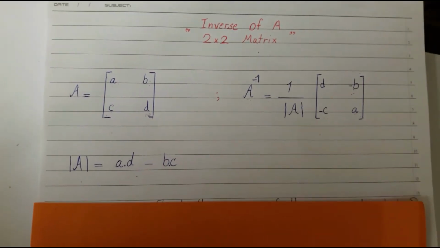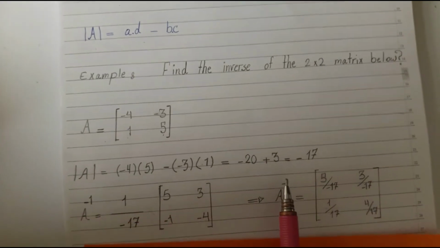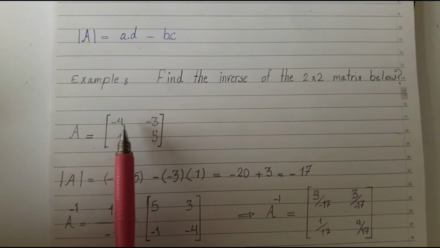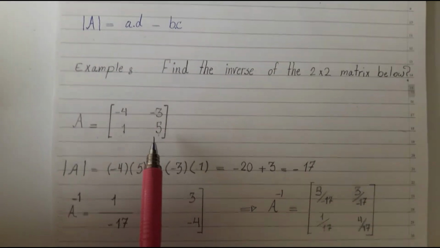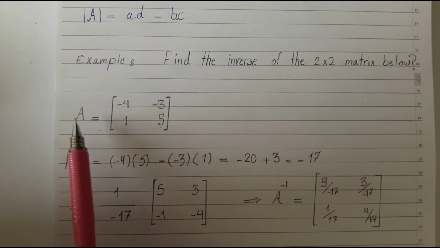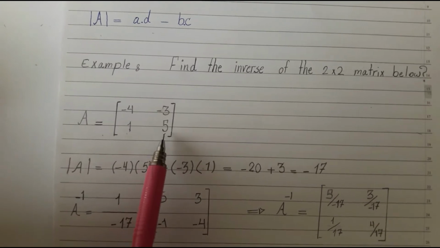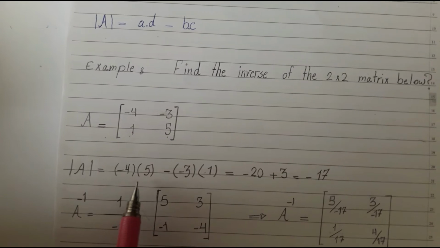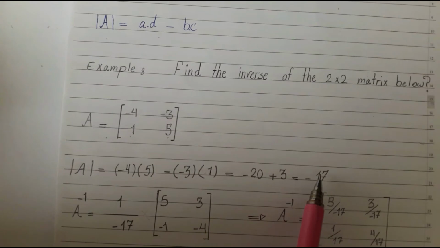Okay? Like all the time, here's an example. Find the inverse of the 2 by 2 matrix below. This is our matrix A with these elements: negative 4, 3, negative 3, 1 and 5. So, first of all, we want to find the determinant of this matrix. So we have negative 4 times 5 minus negative 3 times 1, which is equal to negative 20 plus 3, which is overall negative 17.